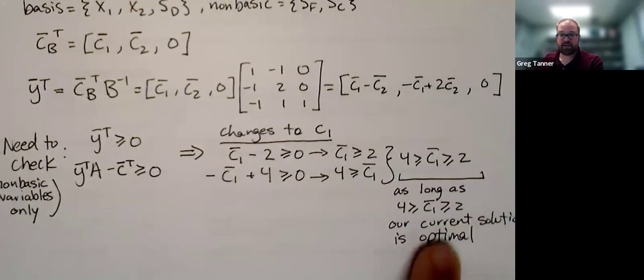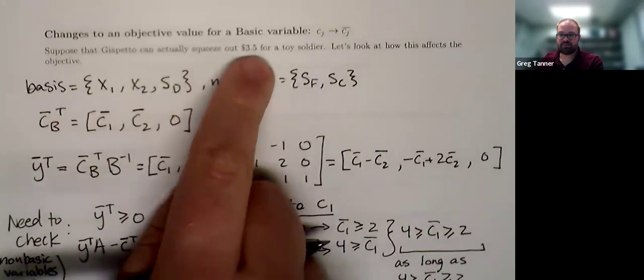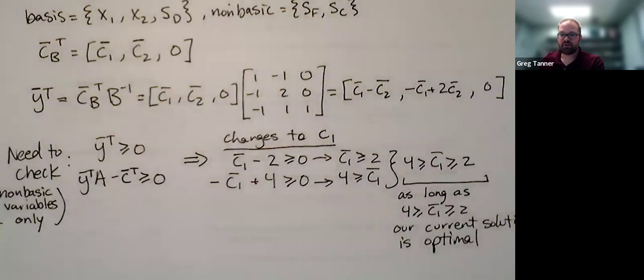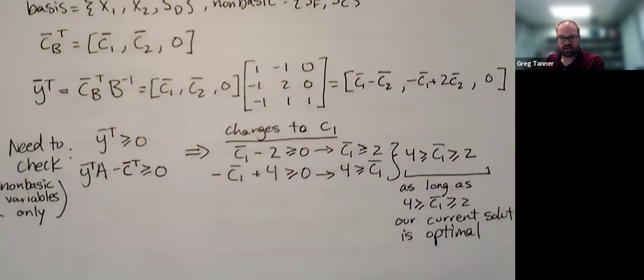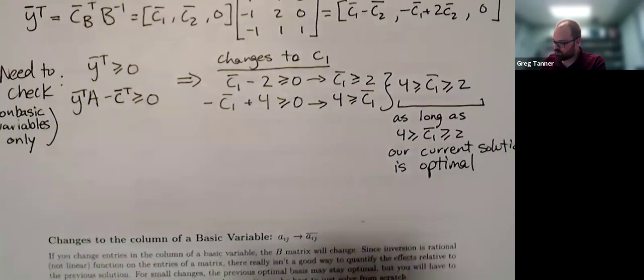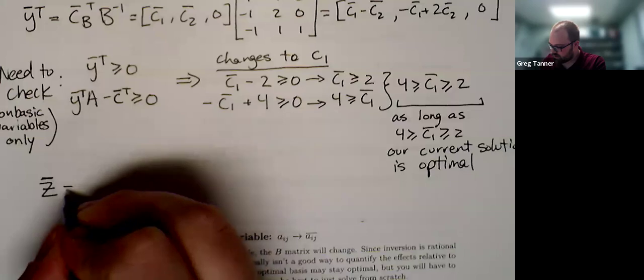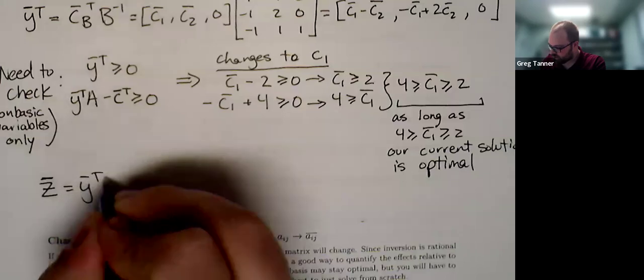Which actually answers the original question. What if it's 3.5? Well, 3.5 is between 2 and 4, and so it's currently optimal. Our solution won't change, but I will say our profit will. Let's look at what our new profit is. Z bar equals Y bar transpose B.